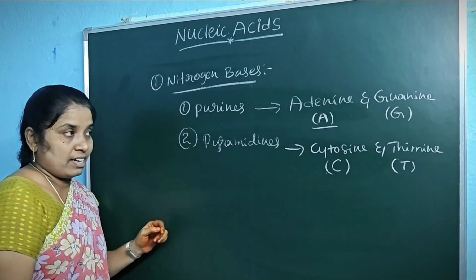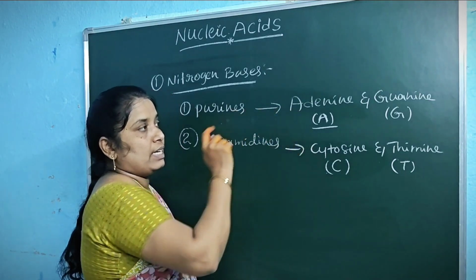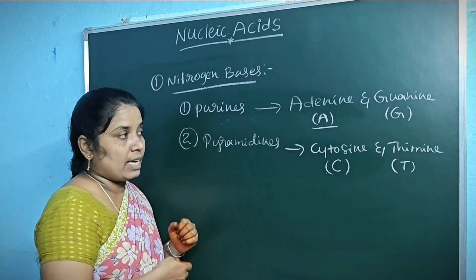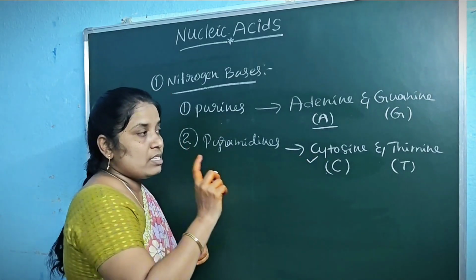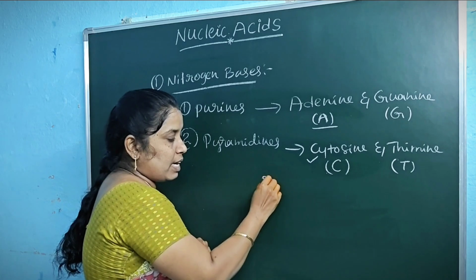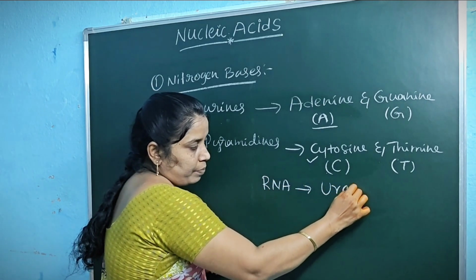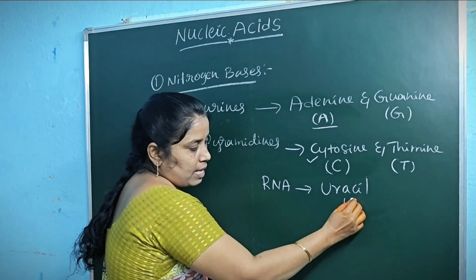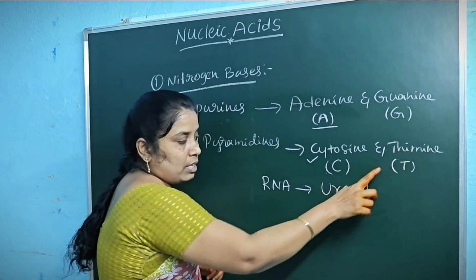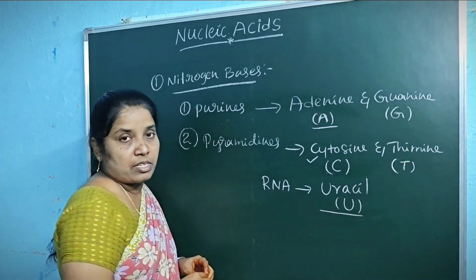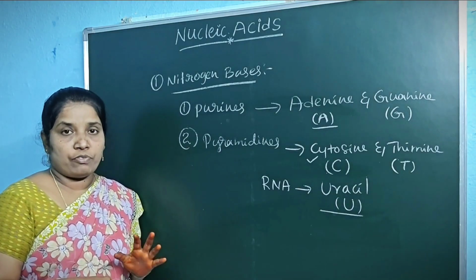So in the case of RNA, purines are common for both DNA and RNA, whereas in the case of pyrimidines, cytosine is common for DNA and RNA, but instead of thymine, RNA consists of another pyrimidine, that is nothing but uracil, which is designated as U. So in case of RNA, instead of thymine, the pyrimidine uracil is present. Okay. So let's see the detailed structure of purines first.